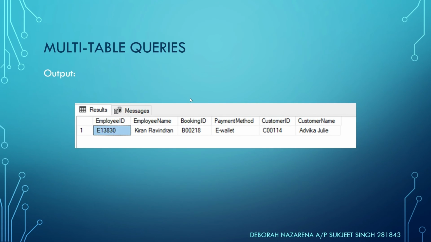So in this output, we can see that the employee Kiran Ravindran is the one who handled the booking made by this customer called Advika Julie, who made the payment via e-wallet.